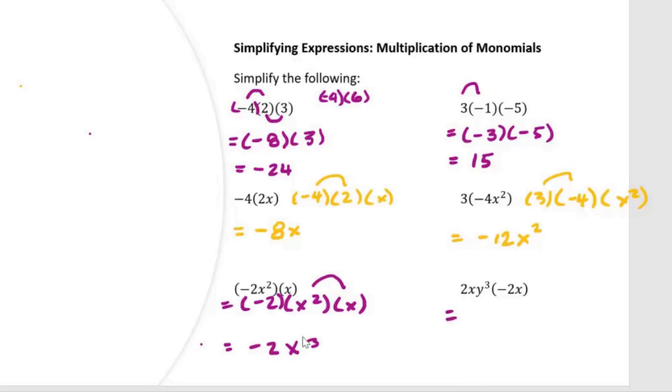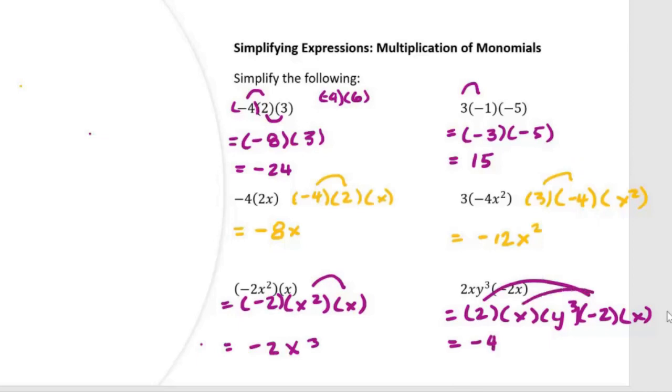This last one is a little bit different because we have more than three values. We've got a 2 times an x times a y cubed, finally a -2 and one more x. Doesn't matter what order we multiply these in. We could rewrite it if we like to write the numbers next to each other and the corresponding bases, but we don't need to. We can simply say, okay, I'll take the 2 and the -2 to give -4. x times x, using properties of exponents, is x squared, and we have only one instance of the base y.